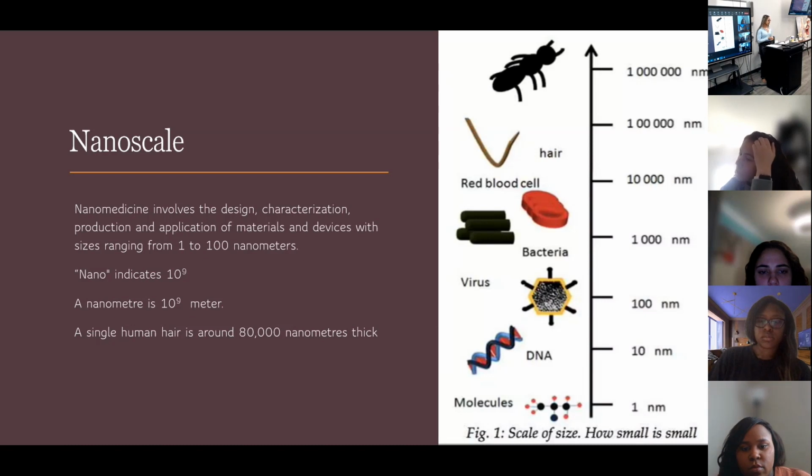So to take a representative, the human hair is about 80,000 nanometers thick. So here on the figure, we have 1 nanometer, which is a molecule, and then a DNA is 10 nanometers, and then 100 would be for a virus. So with nanotechnology or nanomedicine, it will only ever vary in this scale.